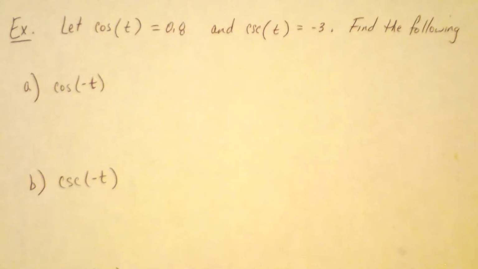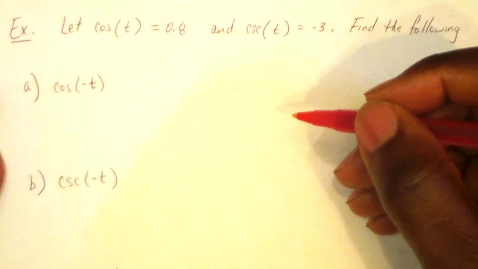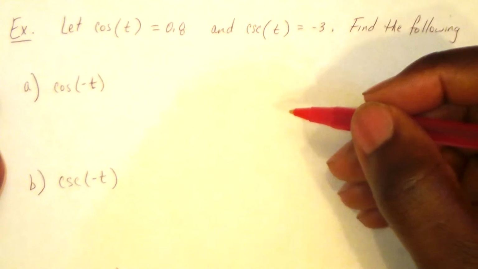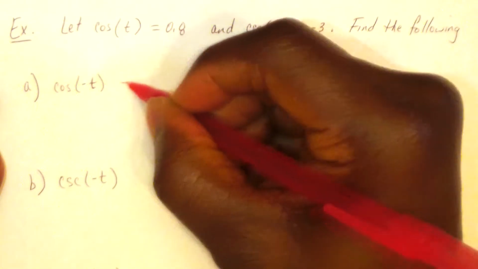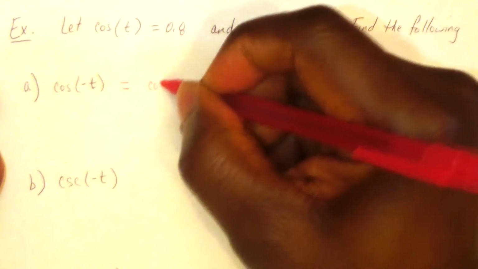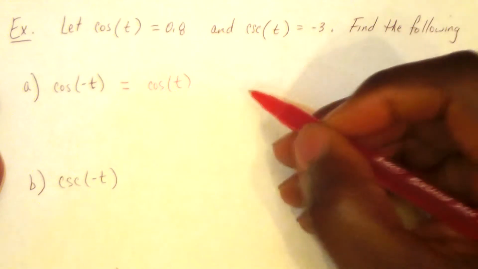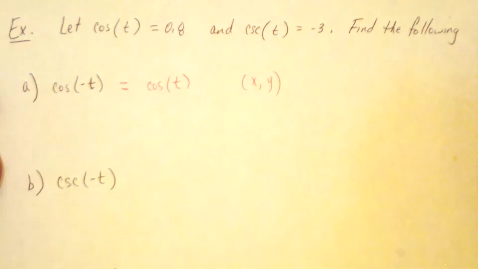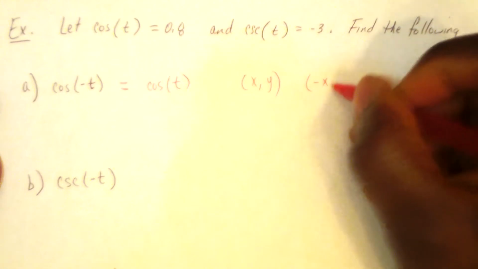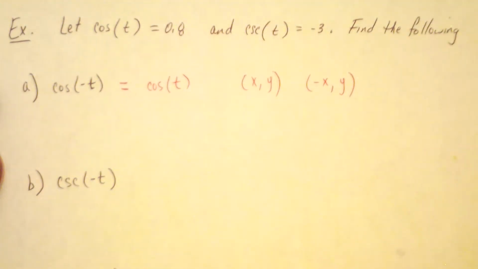So we have an example here where we see cosine of t is equal to 0.8 and cosecant of t is equal to -3, and we want to find the following. The first example is cosine of minus t. We know that cosine is an even function, so this would be the same as cosine of the positive of that particular angle, since for even functions, for every point (x, y), we also have another point (-x, y) as well.